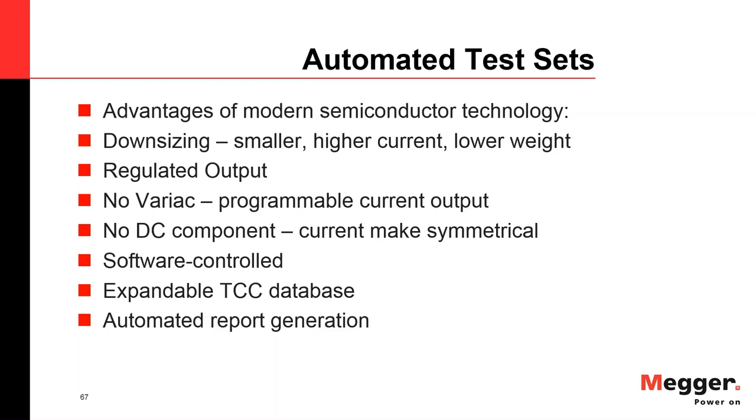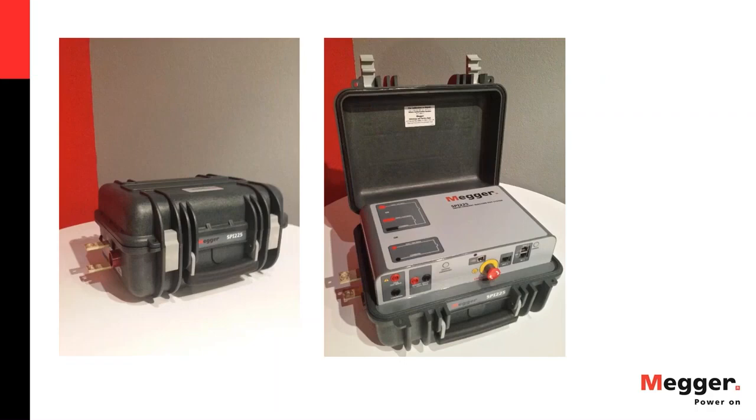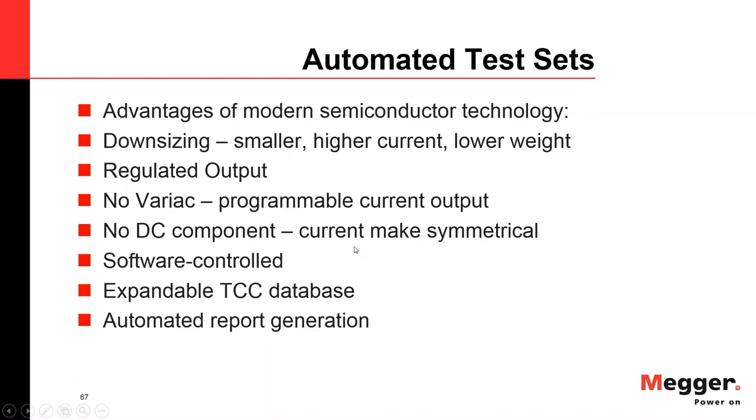They are fully software controlled, as you can see. There is no variac anymore, no display, nothing, just the emergency off. So you can have an industrial grade computer, for instance, or a laptop. In the software built in, you can have a huge database of time current curves. So you can have the curve right there. There's no guessing, and you can work with the actual curve in the software. No manual comparison necessary anymore. And you can have an automated report generation.